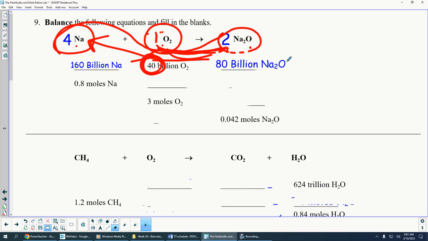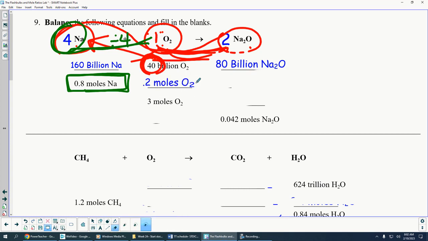I can start anywhere that we want. Let's say you have 0.8 moles of sodium. And I know for every 4 of these, I need 1 of those to react. So I'm going to go 4 to 1. I'm getting smaller, so I'm going to divide by 4. 0.8 divided by 4 is 0.2 moles of oxygen required. It is a coefficient ratio.